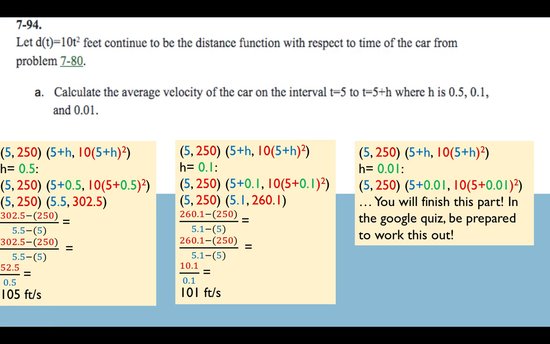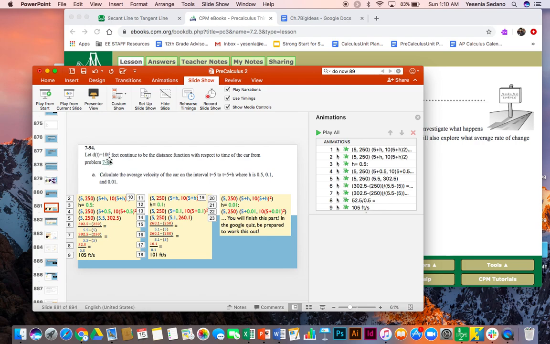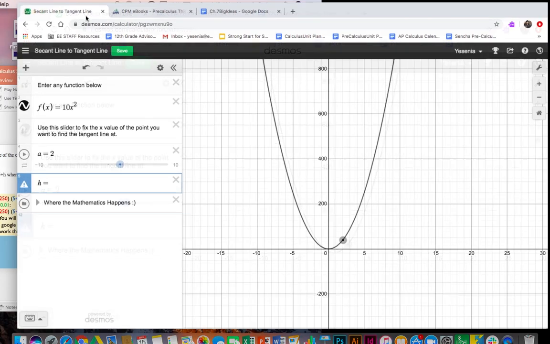And then we're going to talk about the instant rate of change, which is question 6. Okay, so let's go ahead and visualize this though. And in order to visualize this problem, 10t squared, I'm going to use handy dandy Desmos.